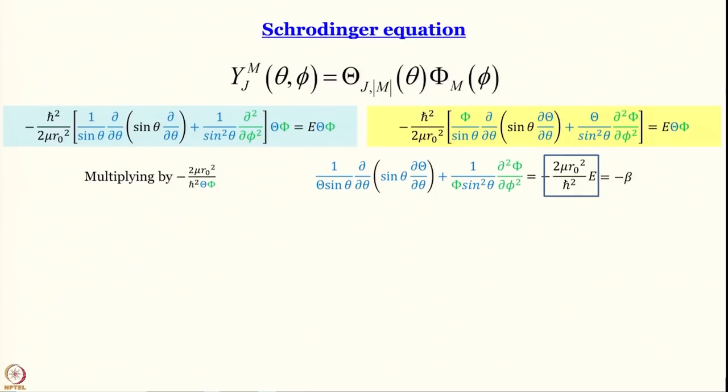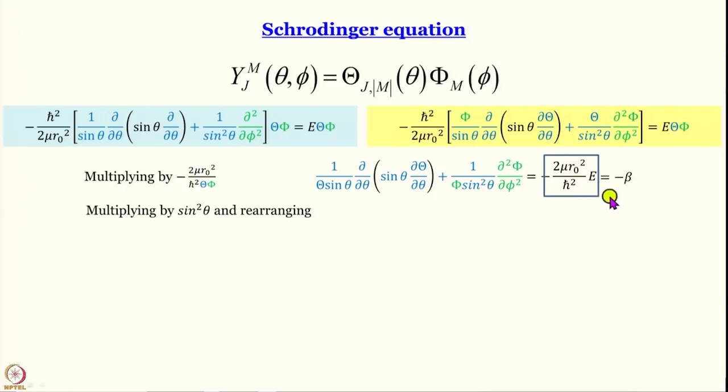Whatever treatment we are doing now is exactly the same thing that is done for the angular part of the Schrodinger equation for hydrogen atom, right? That is why it is so attractive, other than it describing a rotating molecule in the first place. So, we will write it as minus beta. So, what do we do? We multiply by sin square theta, and then we can rearrange, right? Because once we multiply it by sin square theta, the first term becomes sin theta by capital theta d d theta of sin theta d theta d theta. Second term becomes 1 by capital phi d 2 capital phi d phi 2. So, nothing in theta anymore.